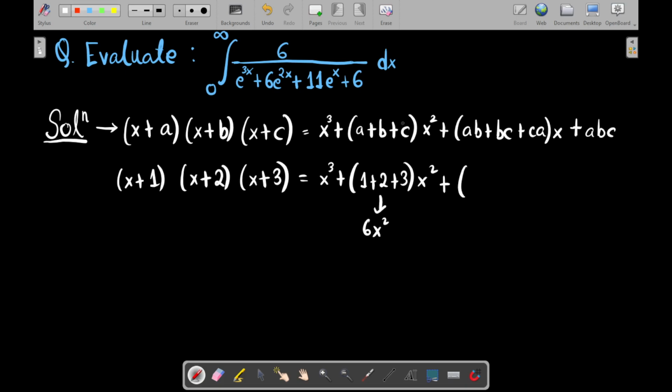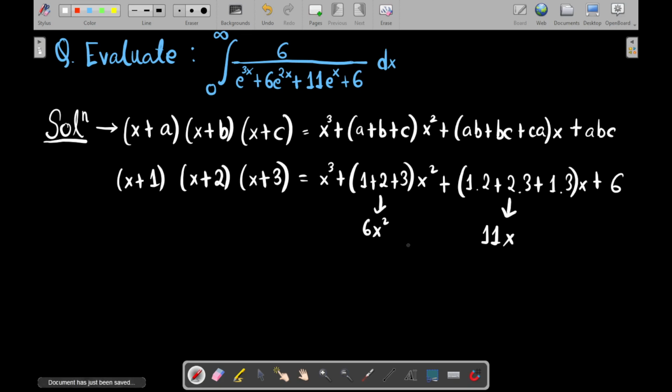Plus this is ab plus bc, so this is 1 into 2 plus 2 into 3 plus 1 into 3 times x, and abc is 1 times 2 times 3, so this is again 6. This gives us 2 plus 6 is 8, plus 3 is 11x. So this is the factorization of the denominator.